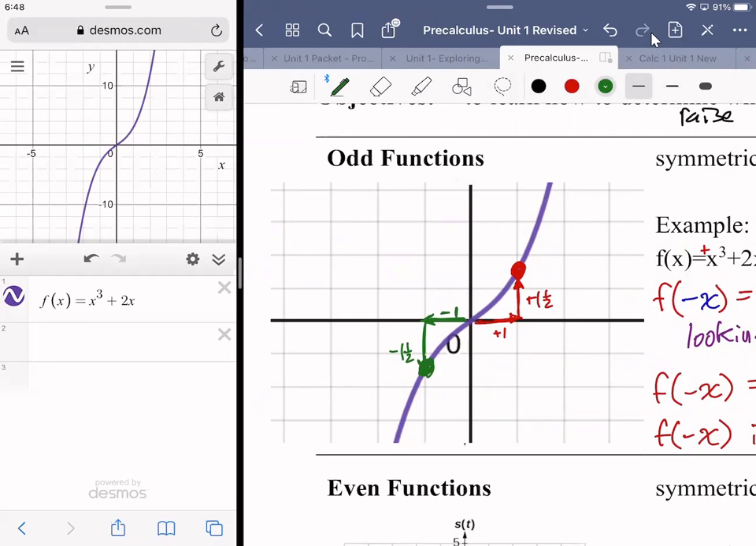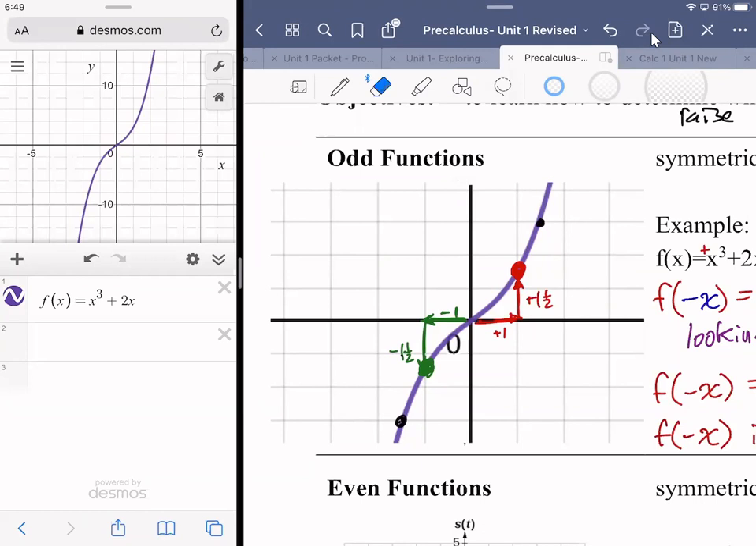So I could grab any point I want from one side. So let's say I go over 1.5 units and up 3 units. Can I go to the left 1.5 units and then down 1, 2, 3 units and end up with a point on the graph? And the answer is yes. All right. So if you have that symmetry through the origin, then you're dealing with an odd function. So it allows you to do a quick visual inspection and determine that what you're dealing with is an odd function without having to do the algebra.